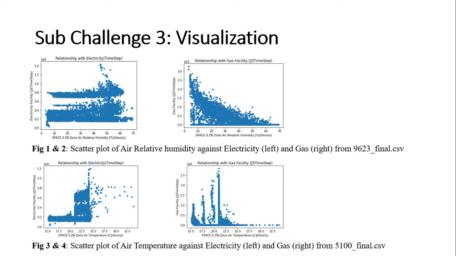For the last question, which entails interesting visualization, we created scatter plots using matplotlib to identify relationships and trends in the data. The top 2 figures show the relationship between relative humidity, electricity, and gas, while the last 2 show the same for air temperature.